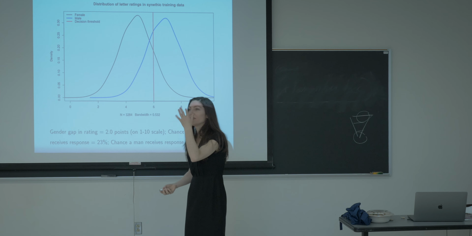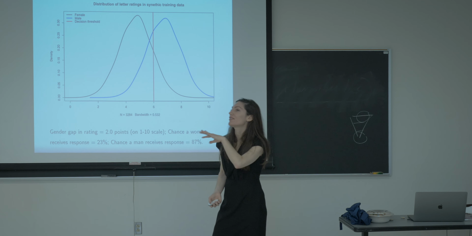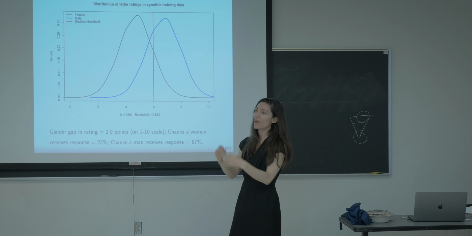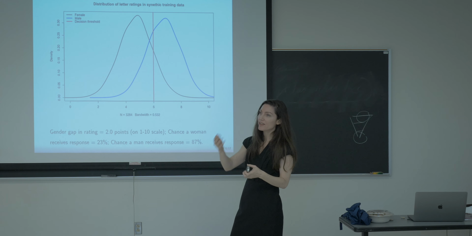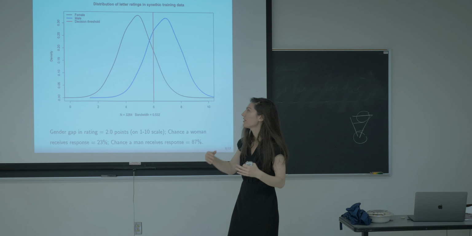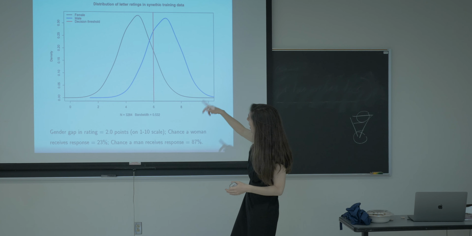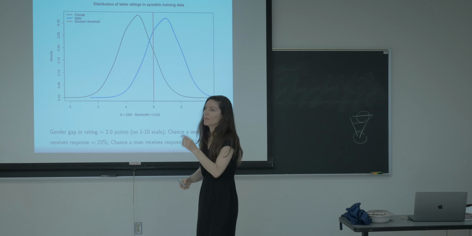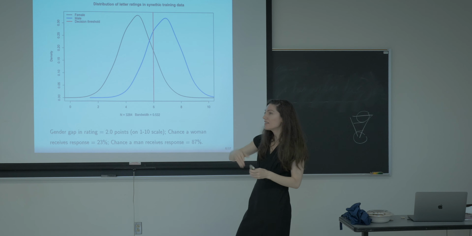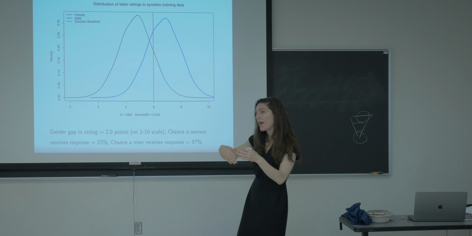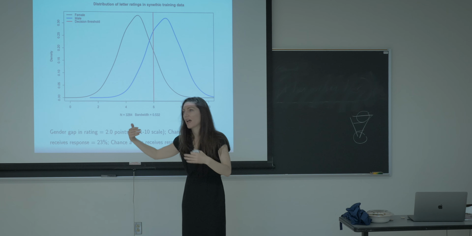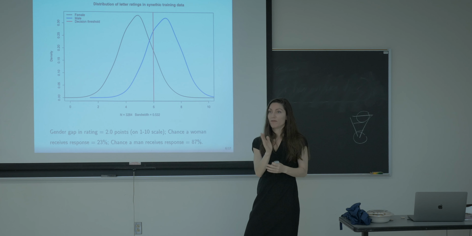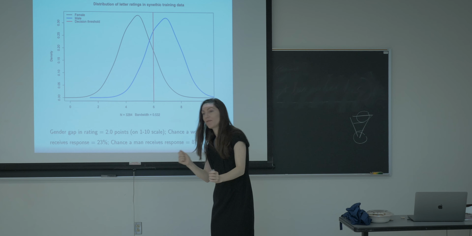So let me just show you how the data from this example looks. Again, this is all synthetic, hypothetical data. This is the distribution. These are the densities showing the distribution of letter ratings for letters written by women, and that's the black density, and letters written by men, that's the blue density. So you see that in general, letters written by men receive on average higher ratings than letters written by women. The vertical red line indicates the threshold for making the decision. So letters with ratings above 6 get responses.